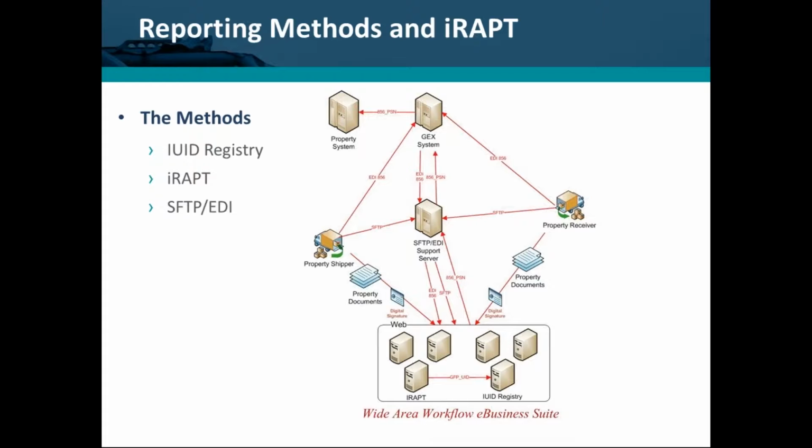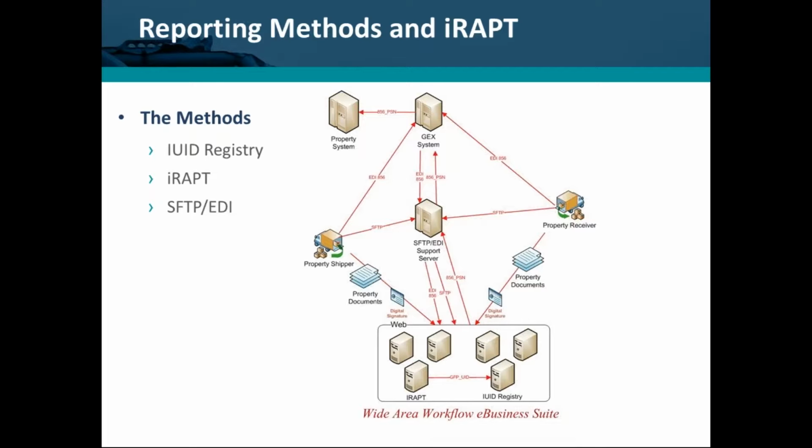It's similar to other web-based systems, and if you forget your user ID or your password, it's the same type of thing. You click here and they'll help you out. So this particular picture gives you an idea of what the WAF e-business suite looks like. We see various interfaces with the property shippers and the property receivers and the GEC system, all of which interface with the WAF e-business suite, which contains the iRAPT and IUID Registry applications.